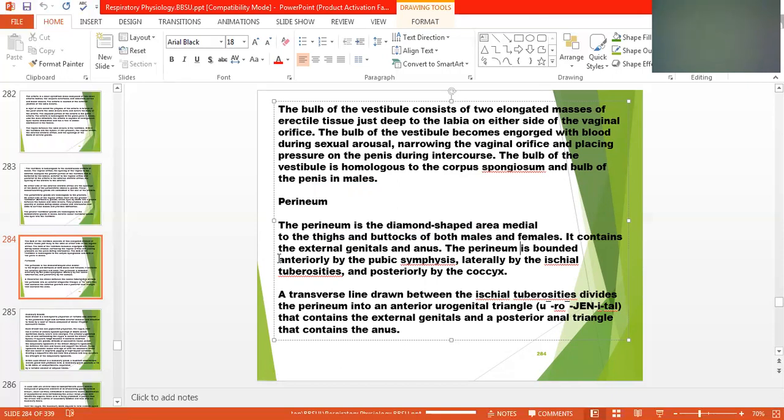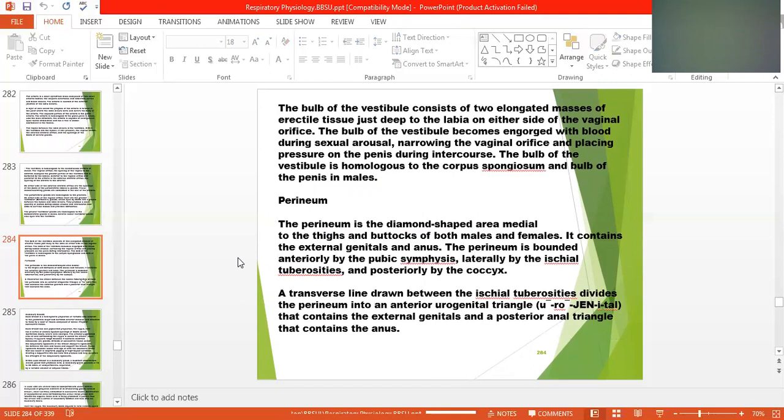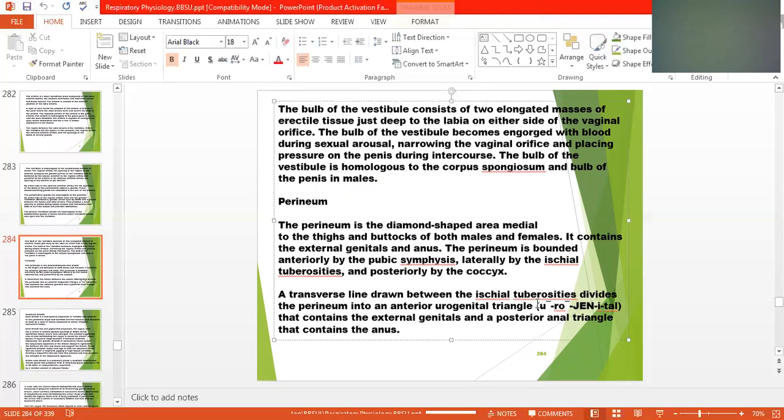A transverse line drawn between the ischial tuberosities divides the perineum into an anterior urogenital triangle that contains the external genitals and a posterior anal triangle that contains the anus.